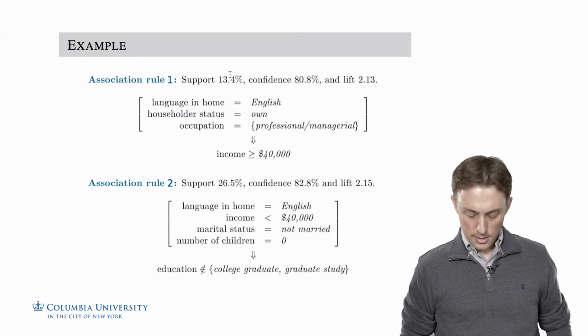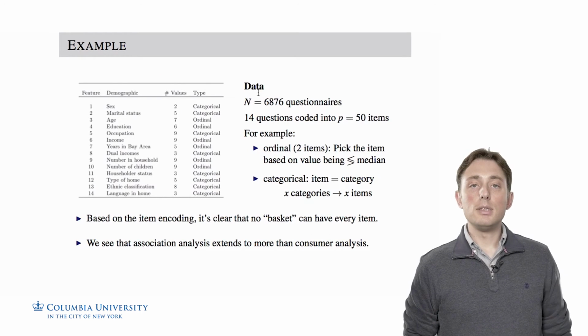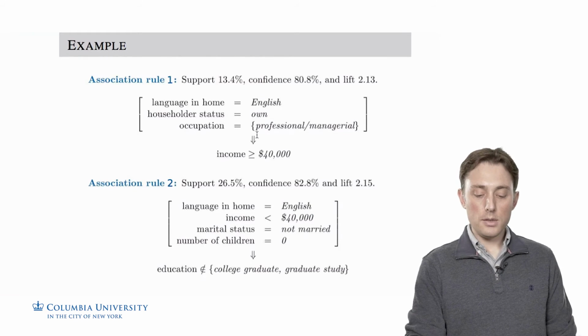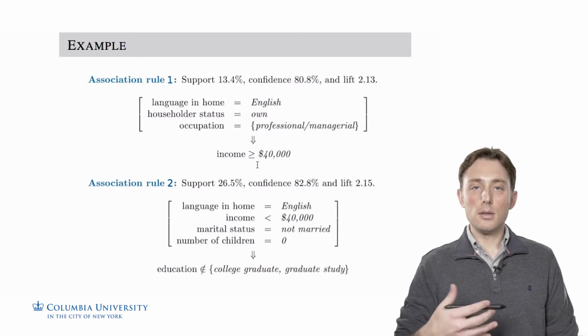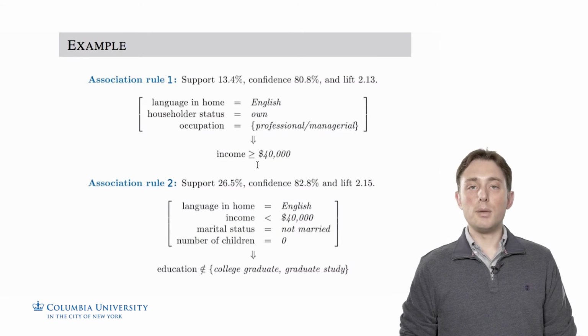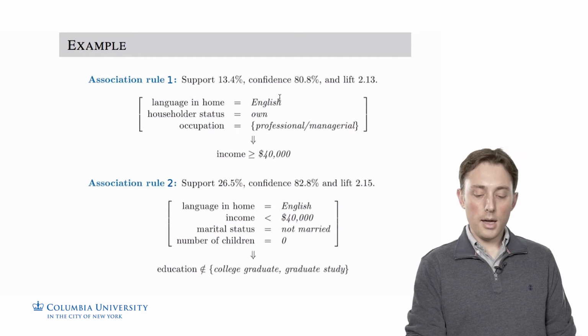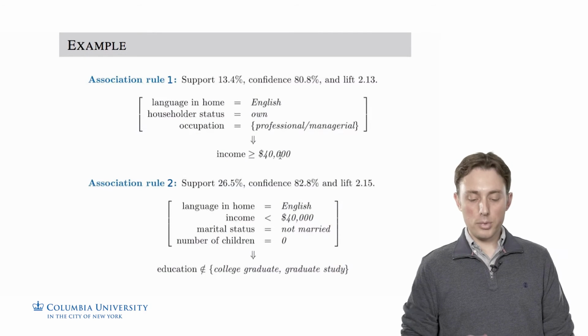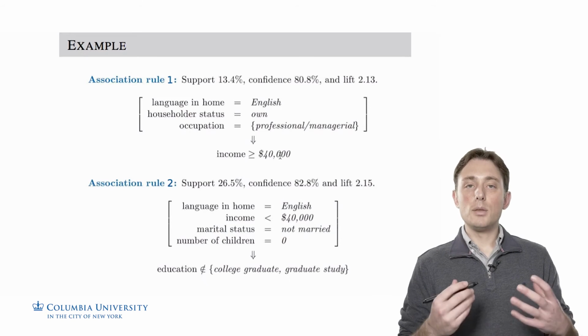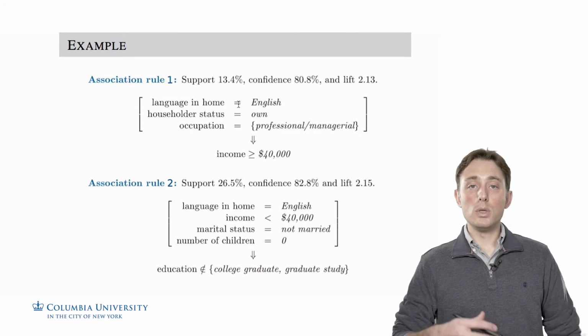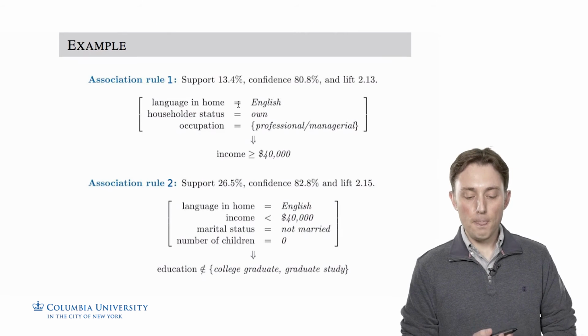What that means is that in the 6,876 different questionnaires, 13.4% of those questionnaires had these 4 responses selected. So there were other responses that the people gave in the questionnaires, but 13.4% of the respondents said that they spoke English, they owned their own home, that their occupation fell in this category, and they earned more than $40,000 per year. So that's the prevalence that we learned from a priori. This subset of 4 objects was one subset that we learned as being of interest.